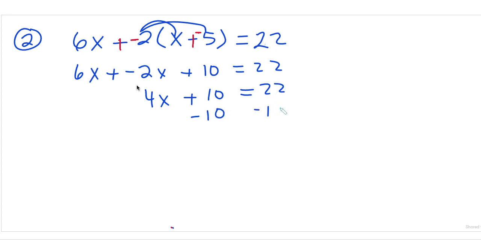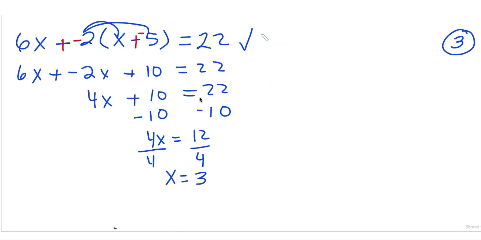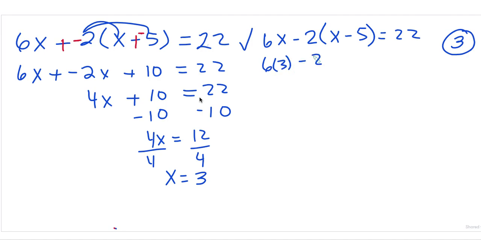Zero pair out the 10 because the 4x is first and on the left, but it is not alone. So we have 4x is equal to 12. Divide by 4, divide by 4, x is equal to 3. So now we're going to go ahead and do our check. 6x minus 2 times x minus 5 is equal to 22. We're going to substitute in our 3 for our x's, and then we're going to do PEMDAS.